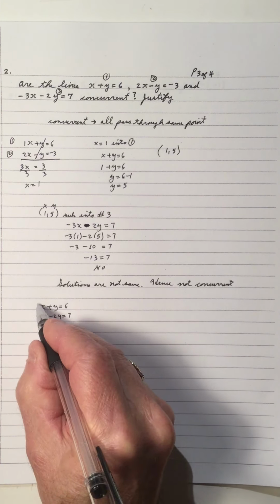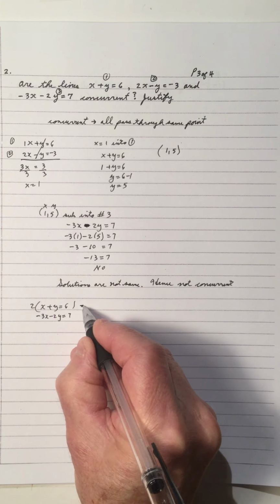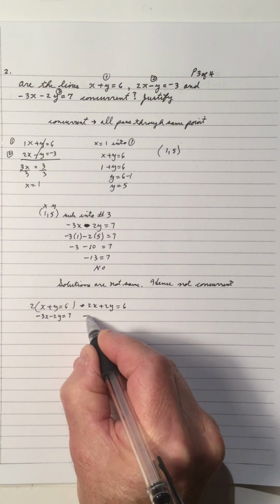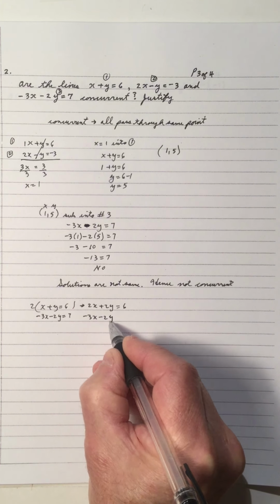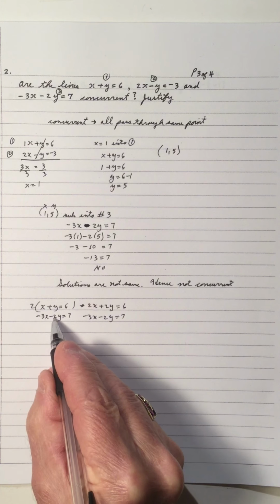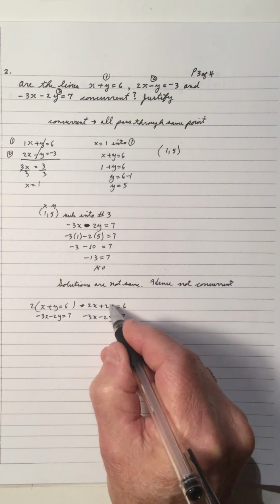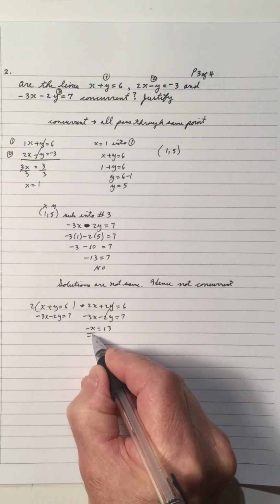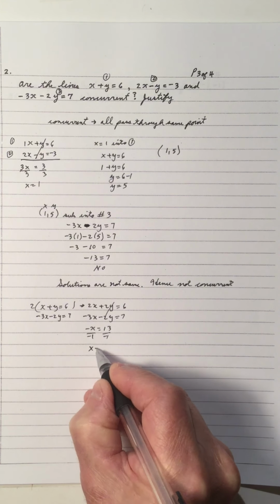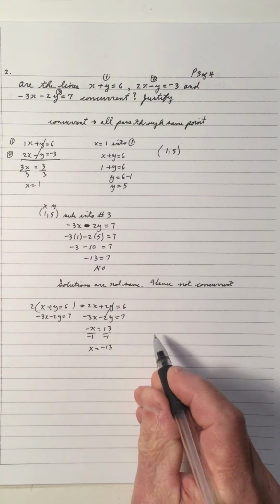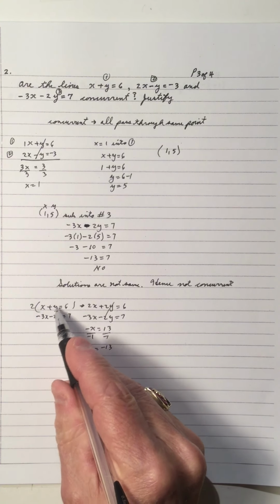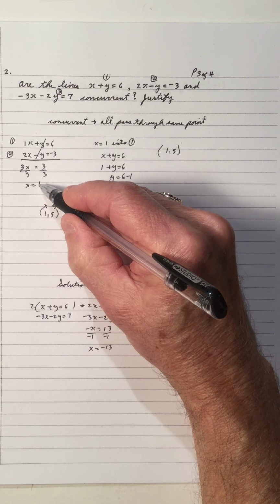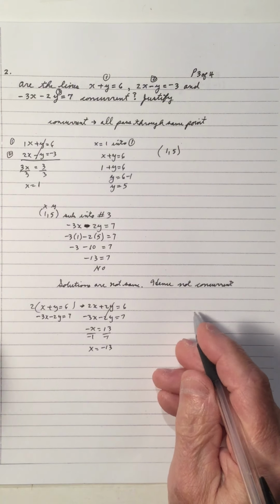So now I'm going to multiply this one by 2. 2x plus 2y equals 6. Negative 3x minus 2y. See, this is a negative 2, so I want a positive 2 here in order to cancel out. So that gives me negative x equals 13 divided by negative 1. So x is negative 13. So the solution for these two lines, the x-coordinate is negative 13. The x-coordinate here is 1, so the lines do not intersect in the same point.